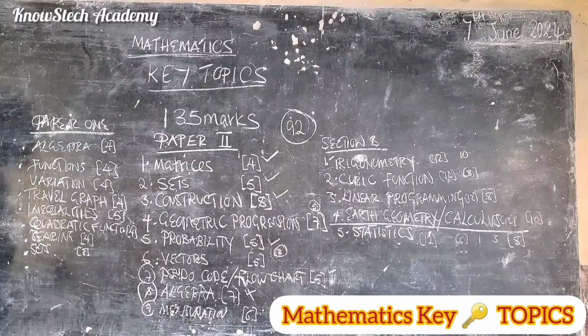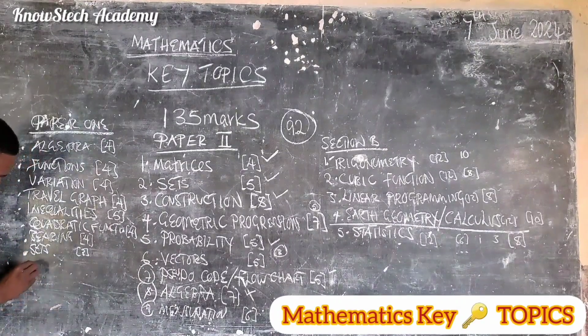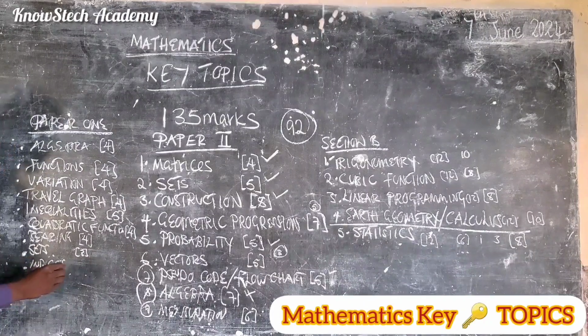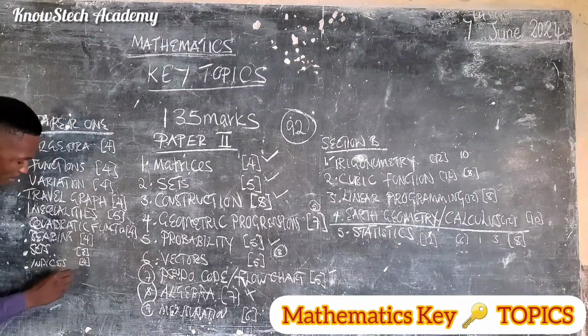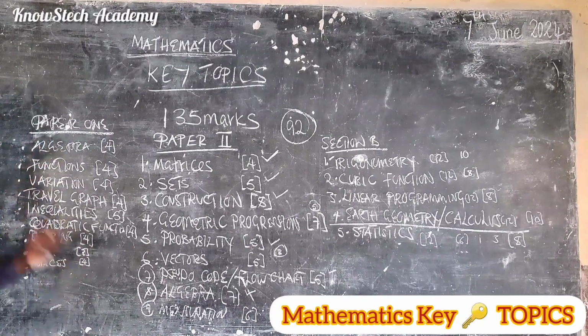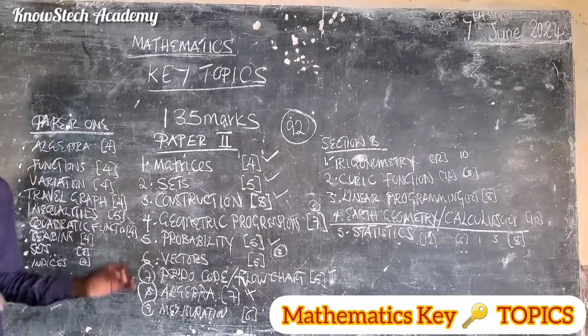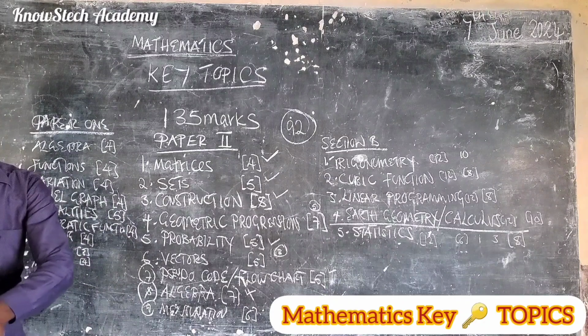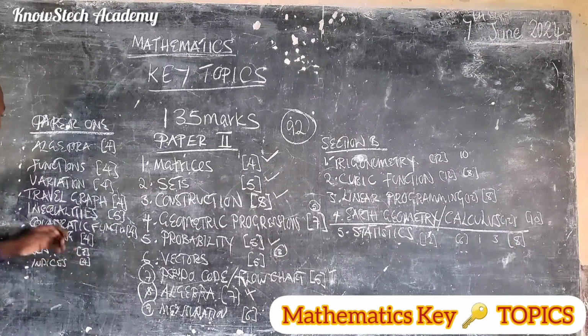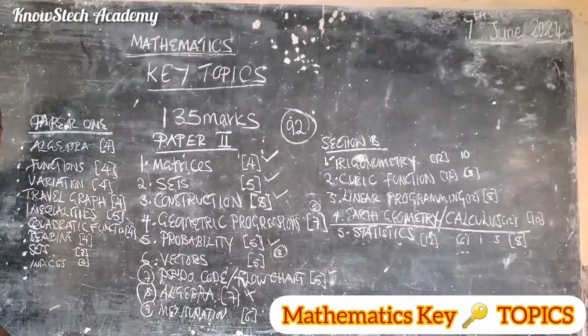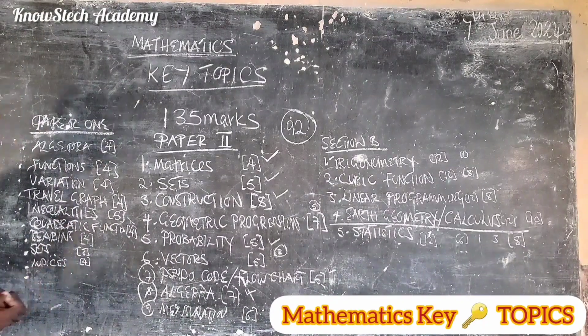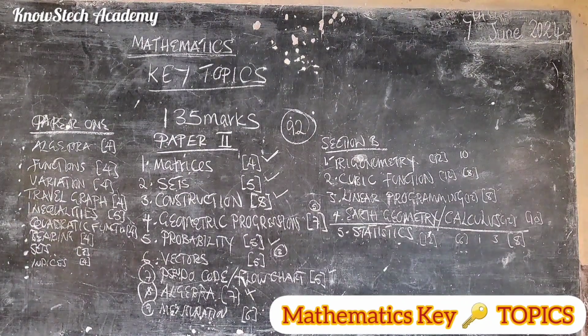Then there is indices. Indices is usually 4 marks. Probability is one, I'm not going to add it. But I'm not saying don't solve it. Solve it. I'm just writing key questions here so that you focus on them.